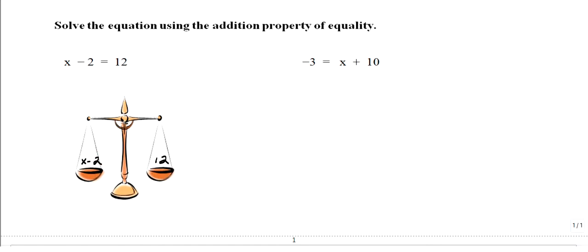And the reason we can think of it as a negative 2 is remember that x subtract 2 is the same as x plus a negative 2. So really I've got a negative 2 on this side of the equation, and the way I can get rid of it is to add 2.